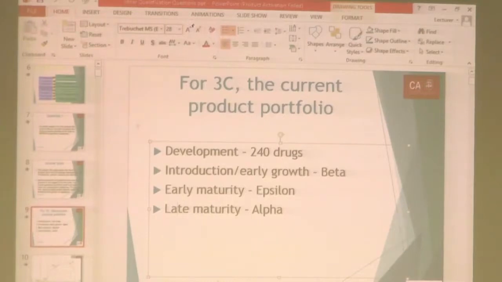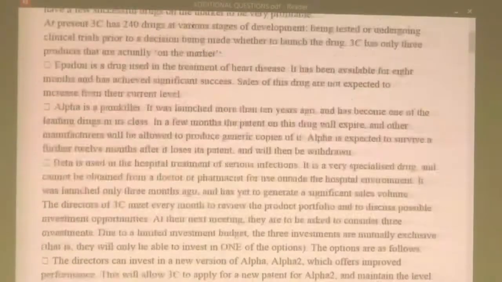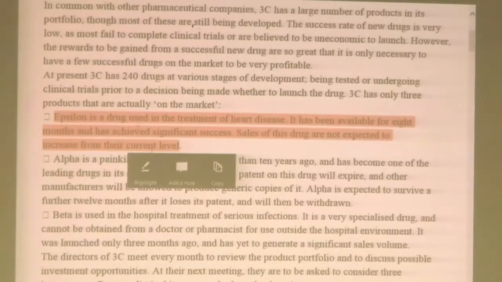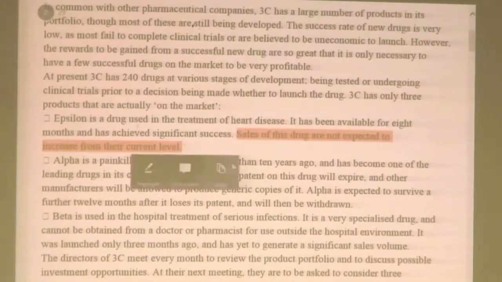Epsilon is early maturity. Let's see why they took it to early maturity. This is a drug used in the treatment of heart disease. It has been available for 8 months and has achieved significant success. Sales of this drug are not expected to increase from their current level. So you could say early maturity, because the critical point here is this sentence: sales of this drug are not expected to increase from their current level.